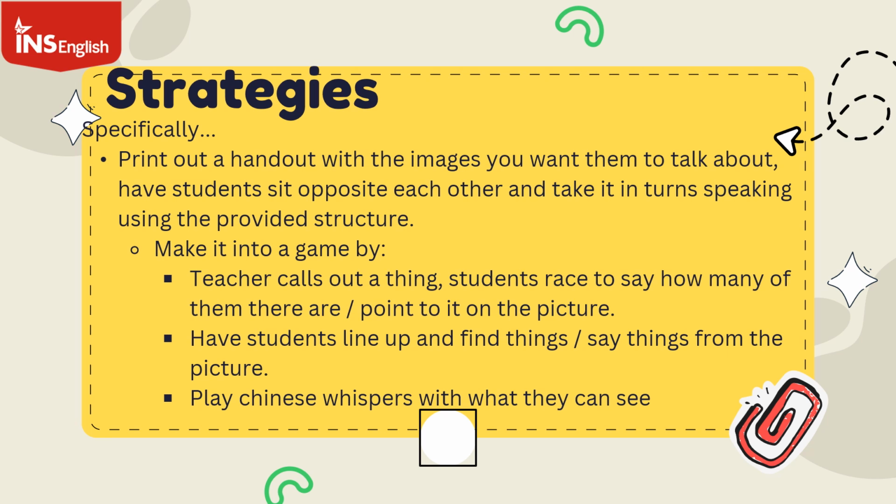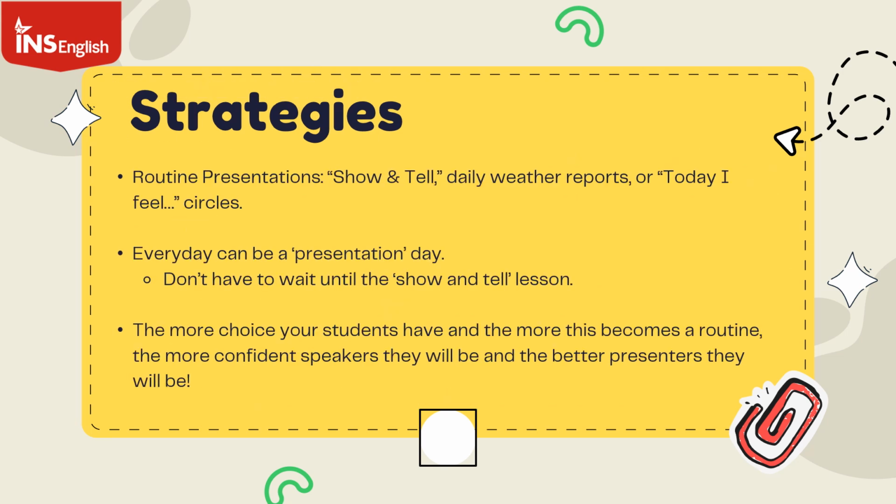You could have students line up and say things from the picture, or you could play Chinese whispers with what they can see. These are just strategies that you can use in your classes to get students engaging more, making more choices, and just being more involved.